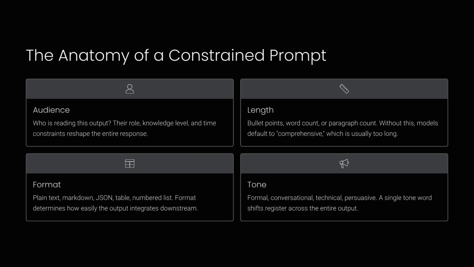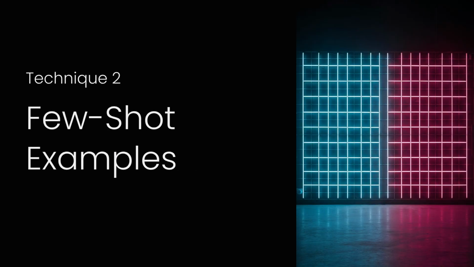To build a constrained prompt, consider these 4 pillars. Identify your audience, set clear length constraints, define your desired output format, and specify the tone required for your specific output. Technique 2 is using few-shot examples.